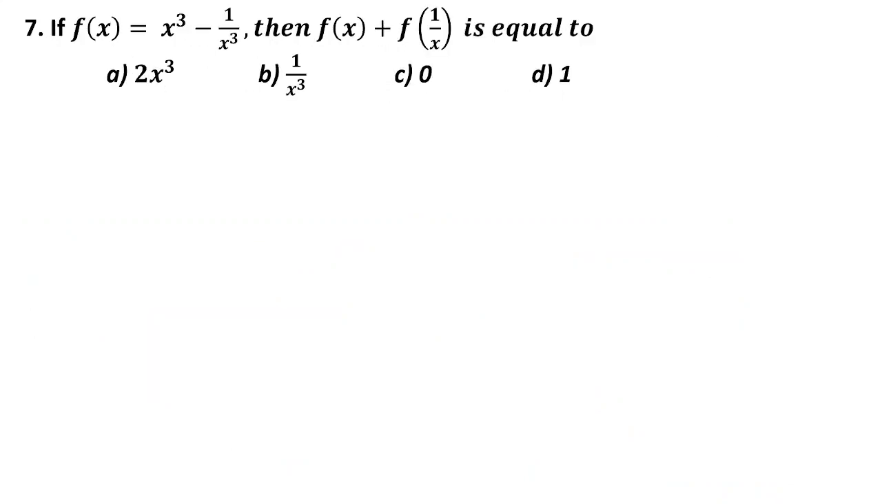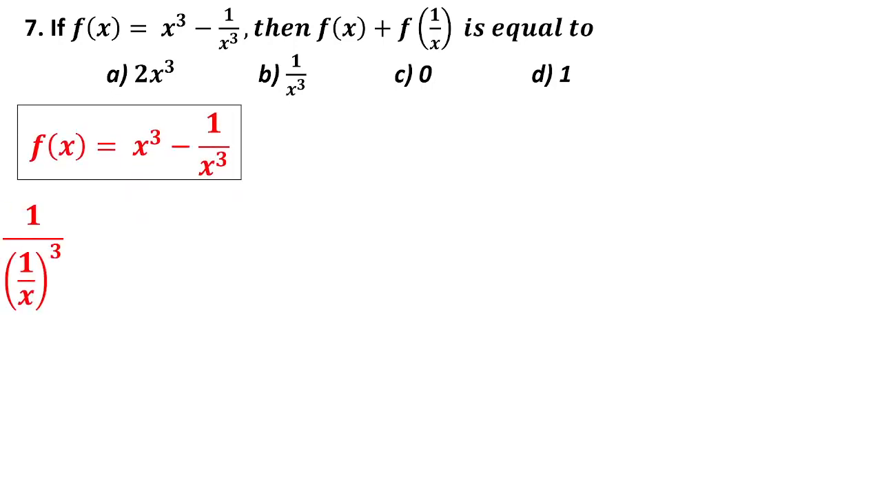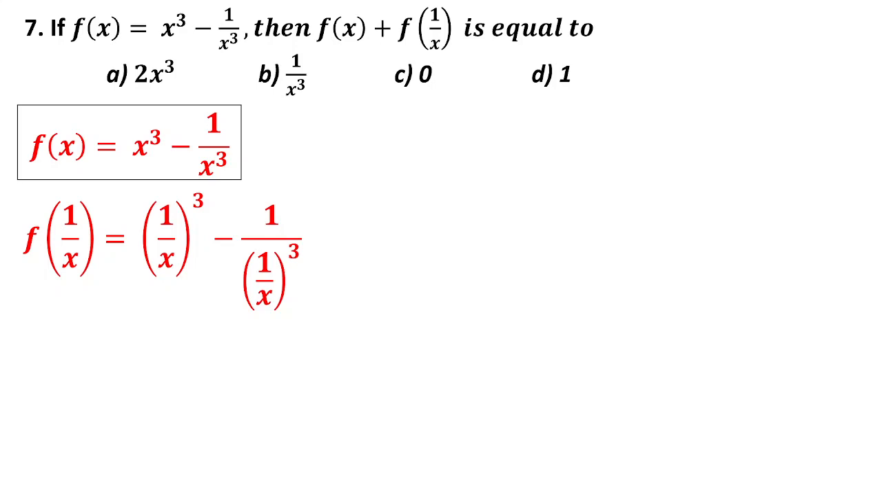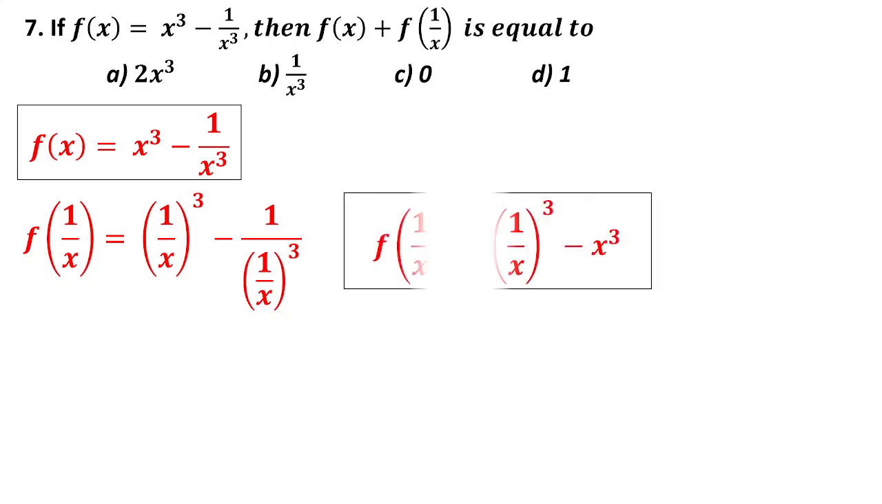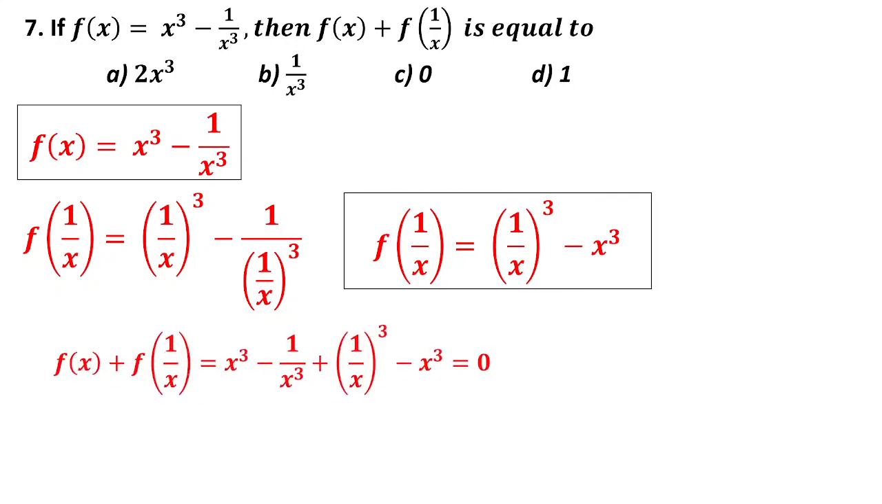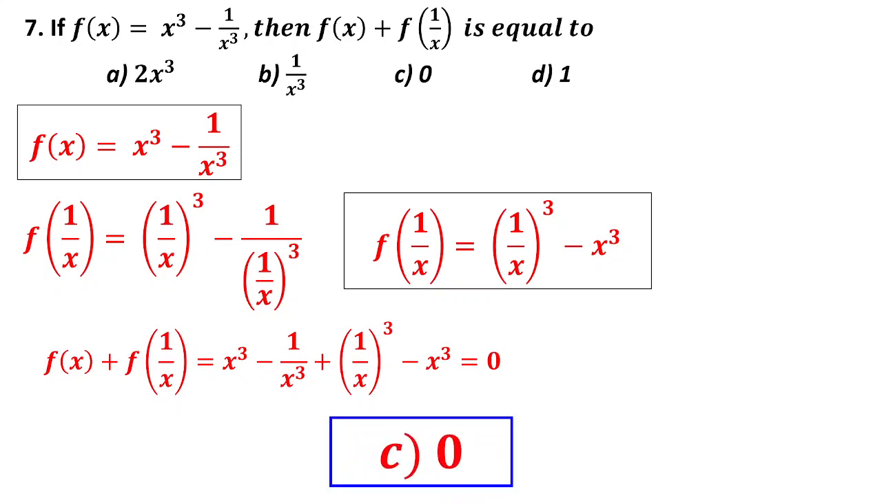Question number 7. If f of x is x cube minus 1 by x cube, we have to find f of x plus f of 1 by x. I am taking f of x, and I am finding f of 1 by x. Very simple, replace x by 1 by x. Therefore it will become (1 by x) the whole cube minus 1 upon (1 by x) cube, which is nothing but simply x cube. We are adding, we are getting 0. Therefore the answer is C, 0.